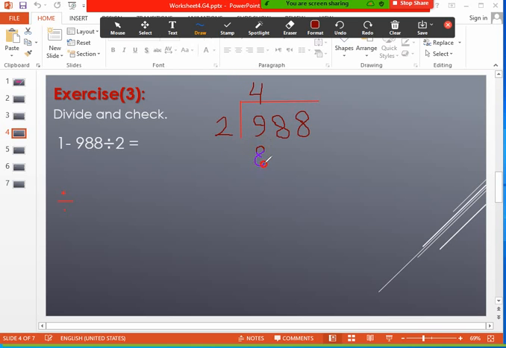Now what do I have to do? I have to subtract. Very good. 9 minus 8 equals 1. Equals what? Very good. Thank you, Kinda. Now let's continue with Lana. Yes, Lana. Now I have to take the 8 and put it next to the 1.